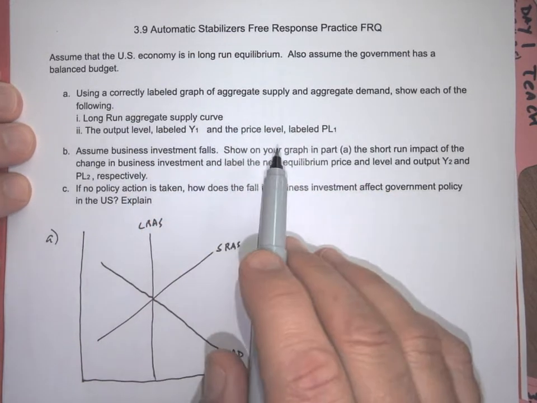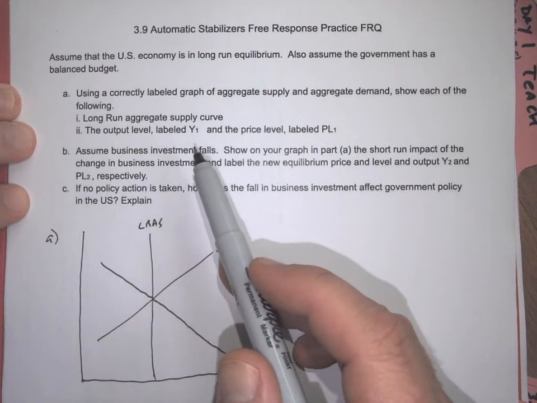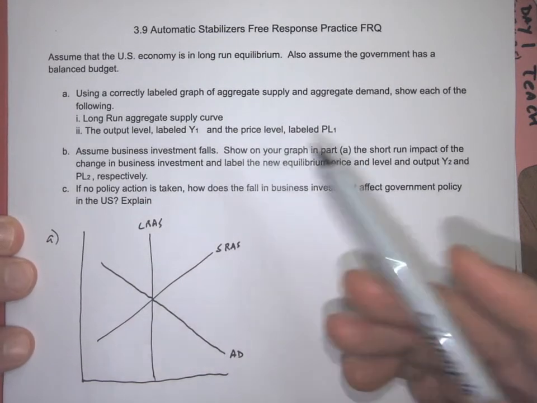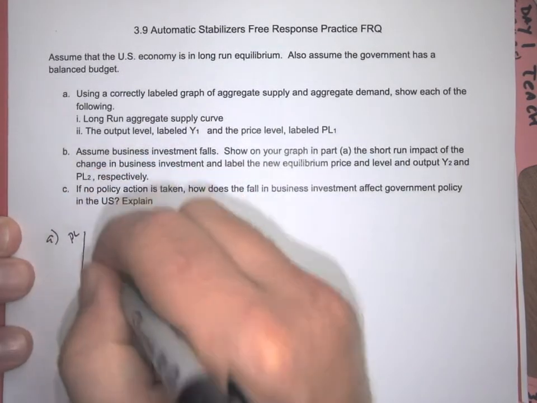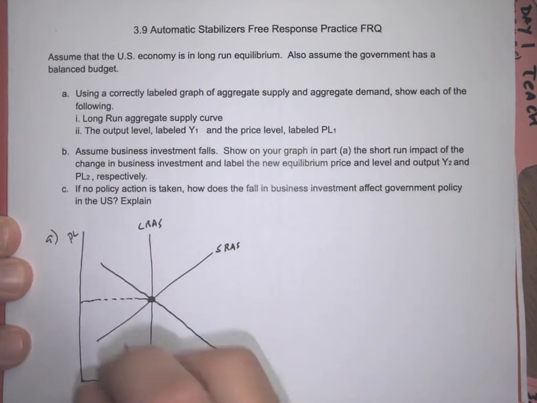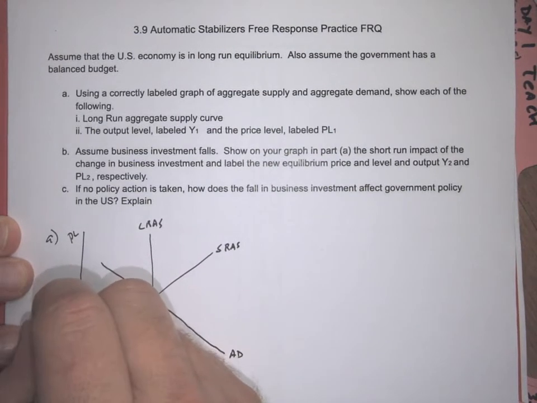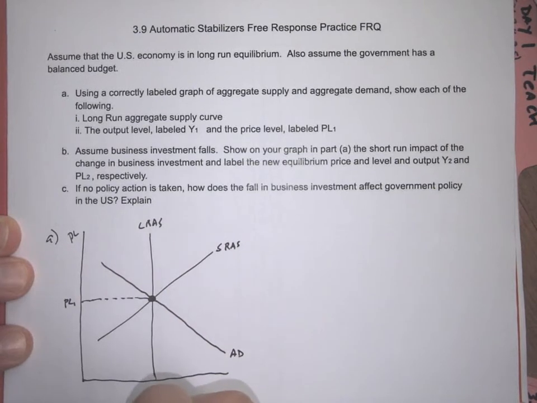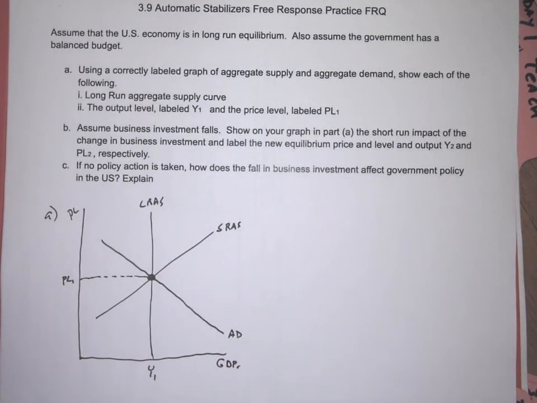Okay, long-run supply curve, got that. Output level Y1 and price level PL1. So remember, long-run equilibrium means all three are crossing. And they want PL1, we have Y1, GDPR. Okay, and you can freeze that to make sure you have it all set up right.